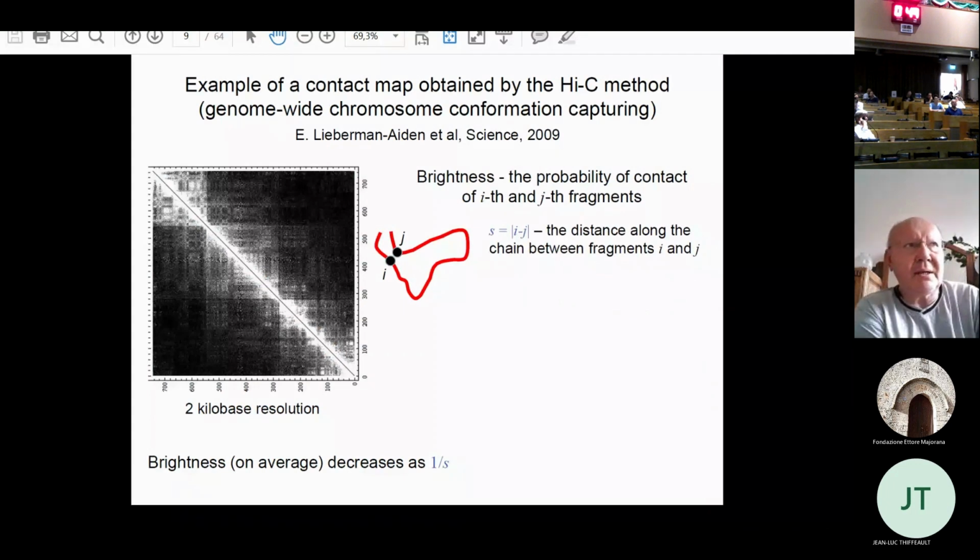There were some artificial ideas, but maybe the breakthrough came after the works of Lieberman, Aiden, and others were published in Science in 2009. This is an experimental work on the structure of chromosomes in the cell nucleus. The method they used is known as genome-wide chromosome conformation capture, abbreviated Hi-C, and it is more or less of the following kind.